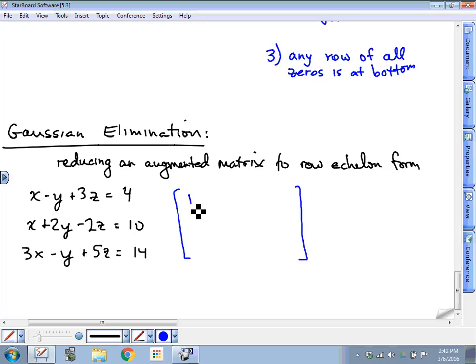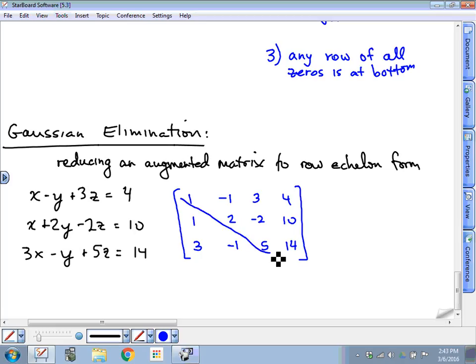So going down the first column, you have a 1, a 1, and a 3. Middle column would be negative 1, 2, negative 1. Third column is 3, negative 2, 5. Last column is 4, 10, and 14. And you can see what we've been given is not in row echelon form.